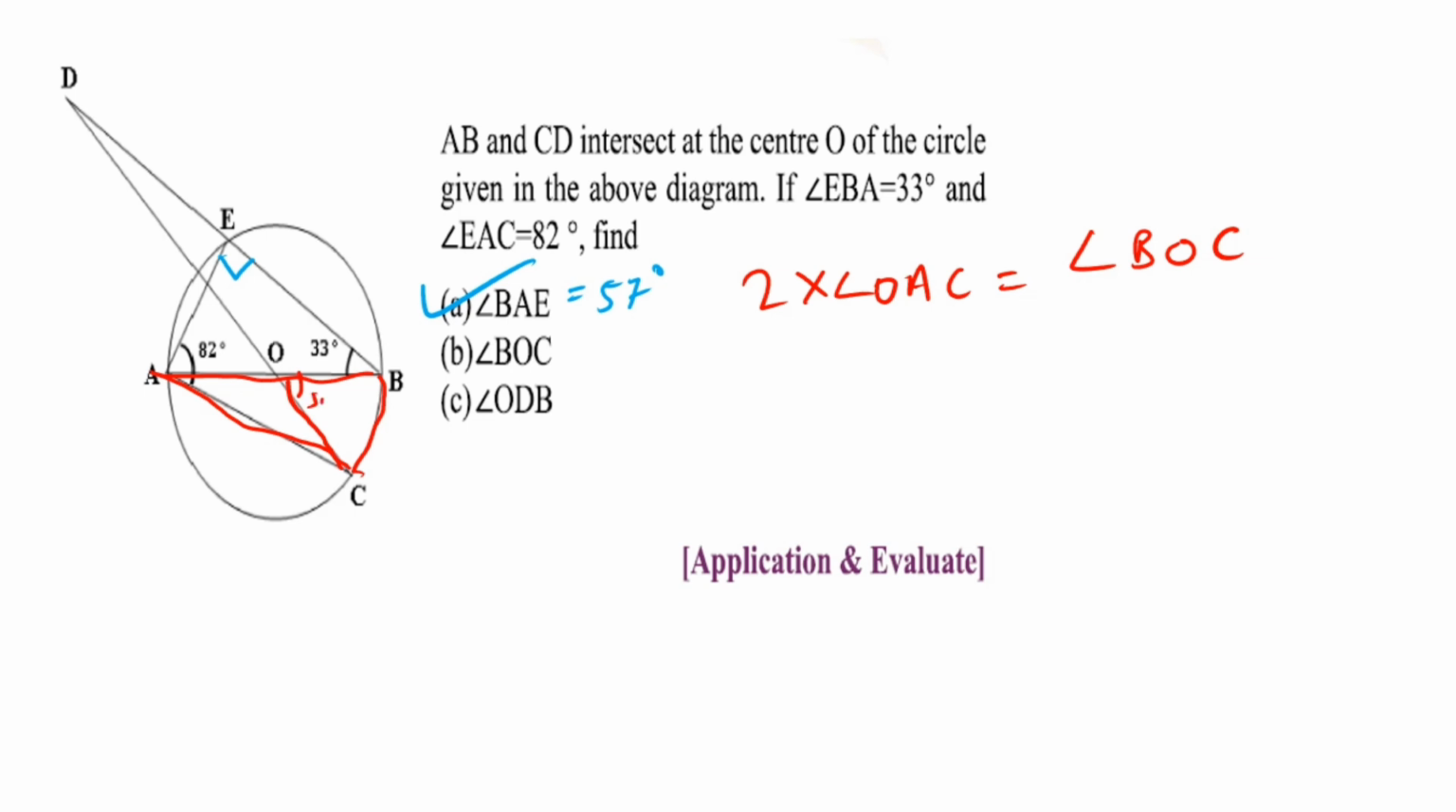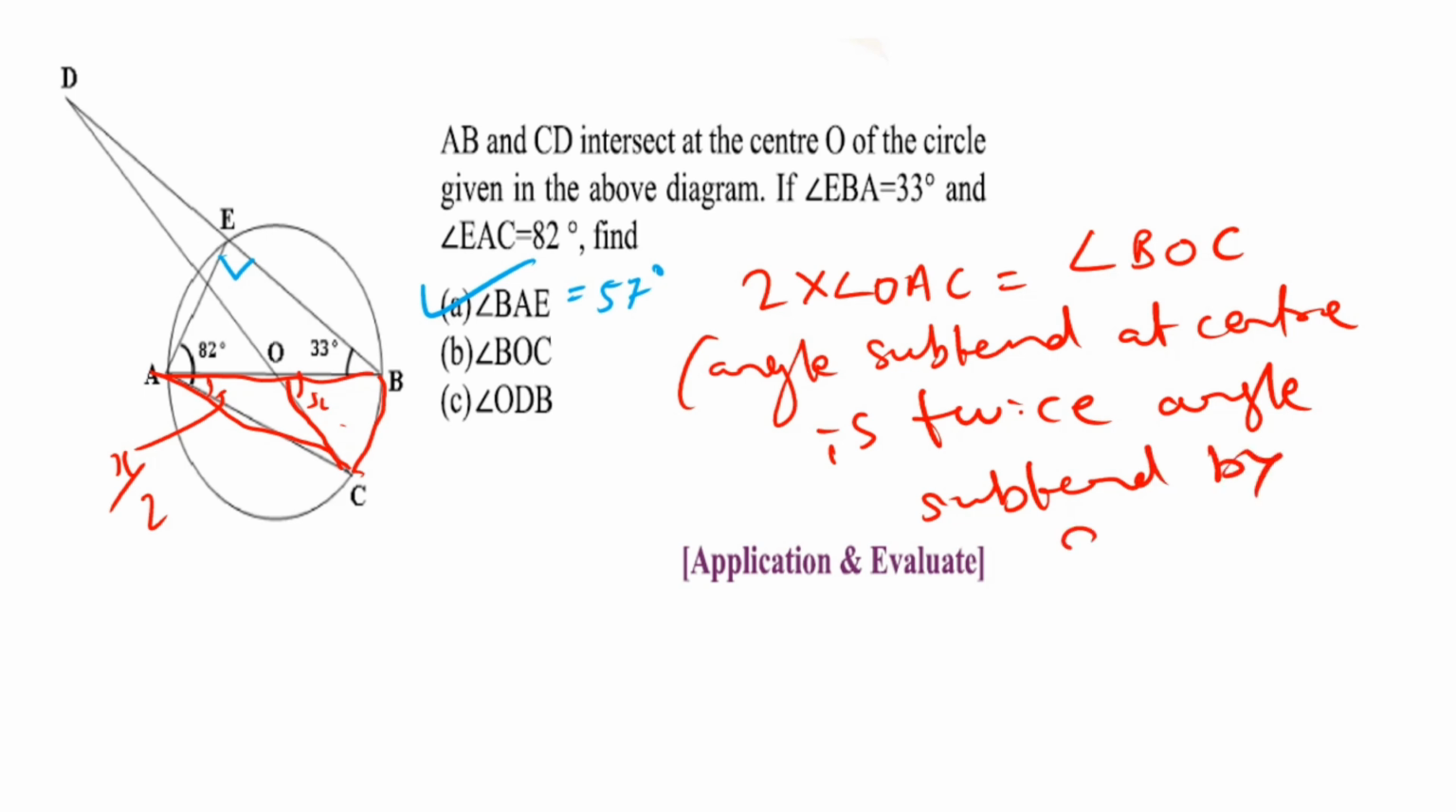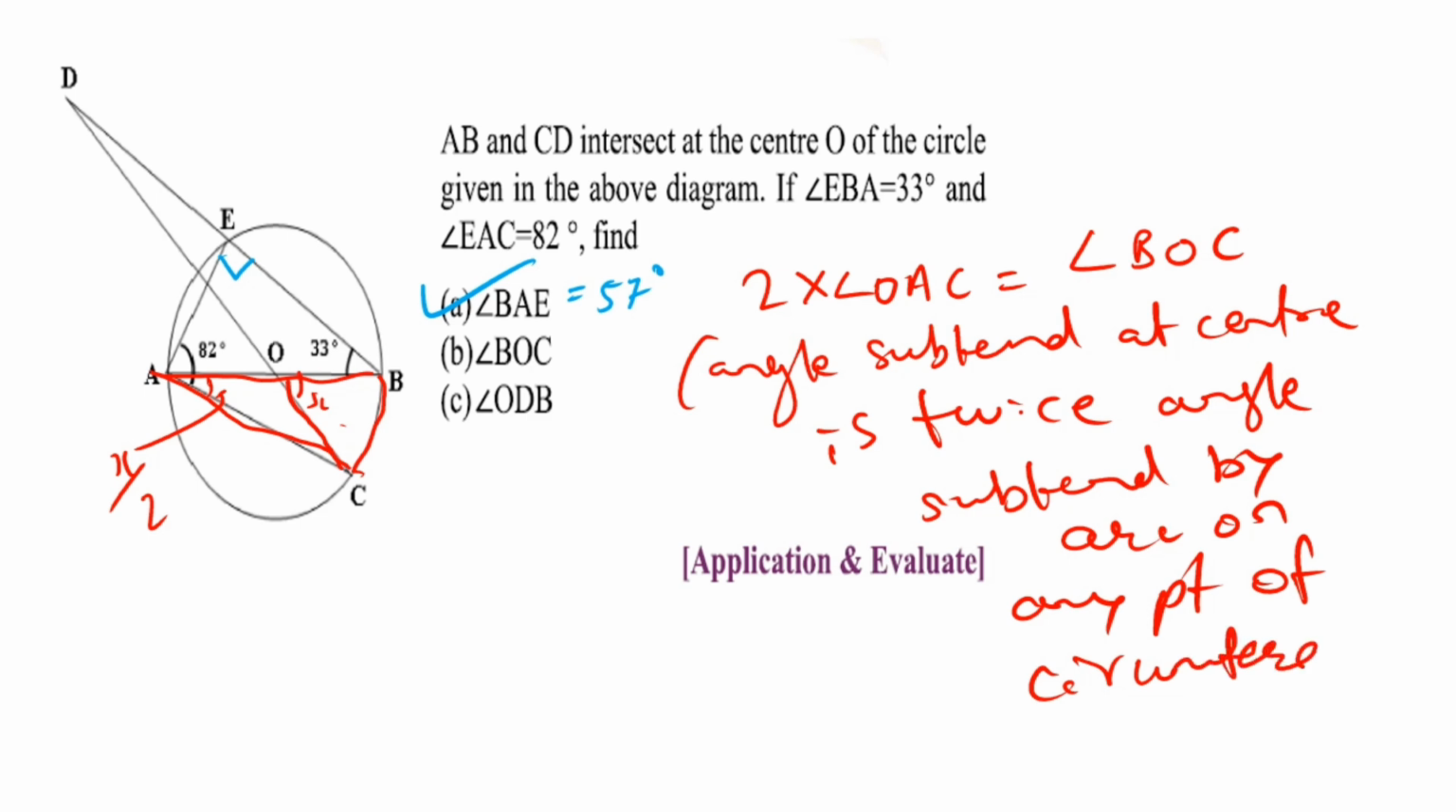Let it be x, so it will be how much? x by 2, twice, is x. I am writing: the angle subtended at the center is twice the angle subtended by the arc at any point of the circumference.